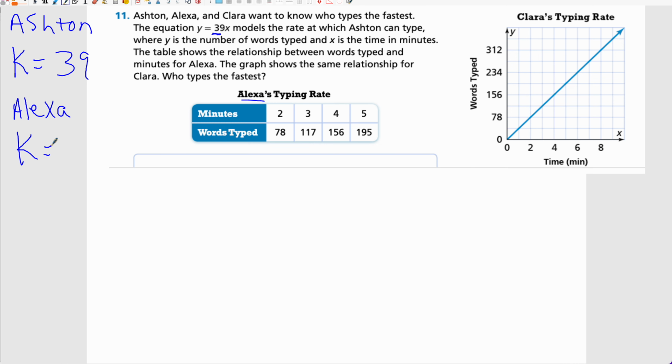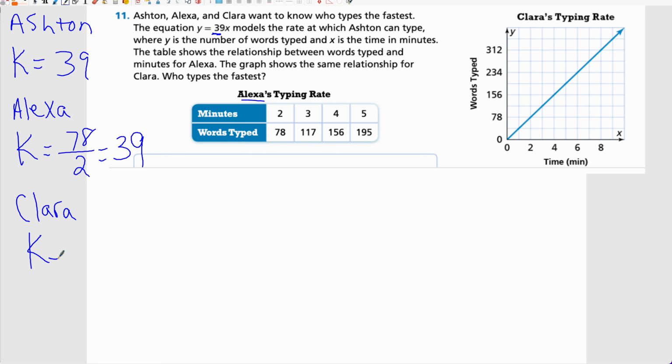What do I do with Alexa's table here? We put minutes on the bottom. Minutes on the bottom, and then you divide. Which ones do I use? 2 and 78. 78 divided by 2, which is 39. All right.